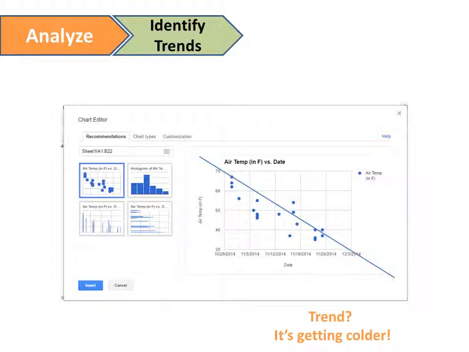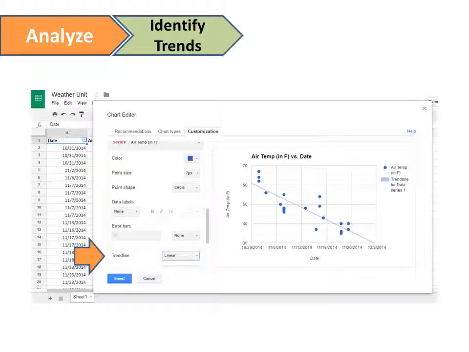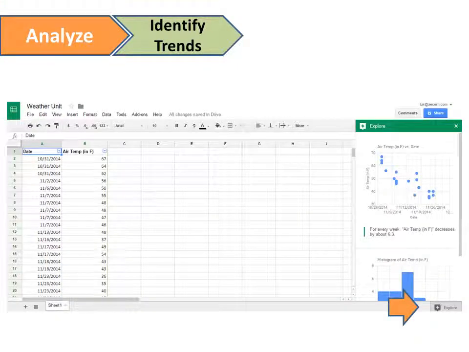You might be able to spot trends by eye. Or you might want to get the graphing program to fit a trend line to your data. Google Sheets even has a cool Explore function that automatically graphs your data in a few different ways and pulls out some interesting facts about it.